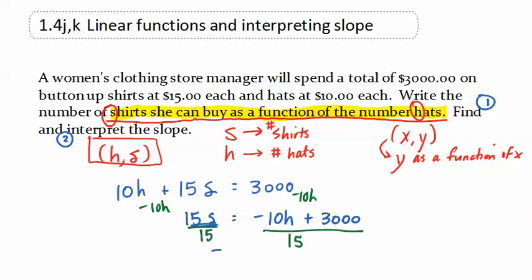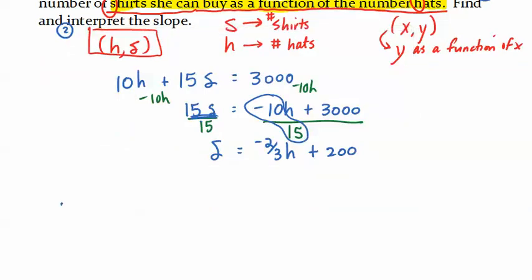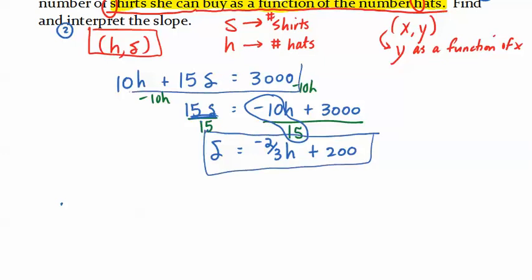Okay, so my S is this fraction right here. I'm just going to reduce it. Negative 2/3. There's my H. And then if I take 3,000 and divide by 15, I get 200. All right. So let's finish this up. There is my equation in slope-intercept form. This was my equation in standard form, and that was just the easiest way to set this one up, to just set it up in standard.